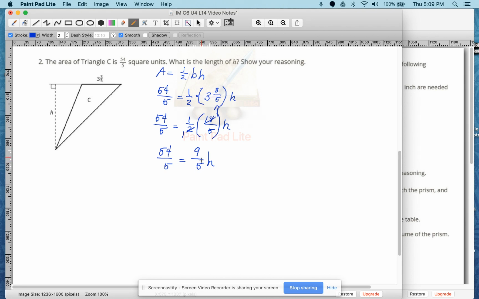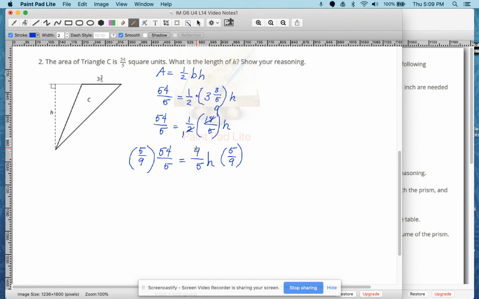Now again, we have 9/5 being multiplied times h. We need to divide, because it's being multiplied, we need to do the opposite operation, which is division. But when you divide fractions, you're really multiplying by the reciprocal. So I'm multiplying by the reciprocal. Whatever I do on that side, I have to do on this side, multiply by the reciprocal.